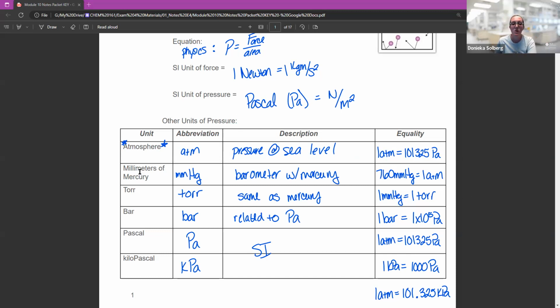So got millimeters of mercury. That was when we actually use a barometer and we measure how the mercury moves with pressure. There are 760 millimeters of mercury, that's our symbol, in one atmosphere. And torr and millimeters of mercury are essentially the same thing.